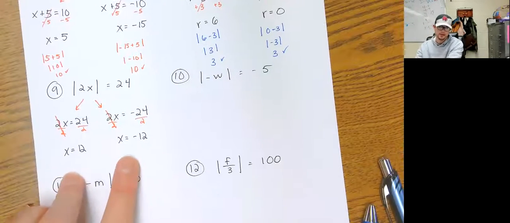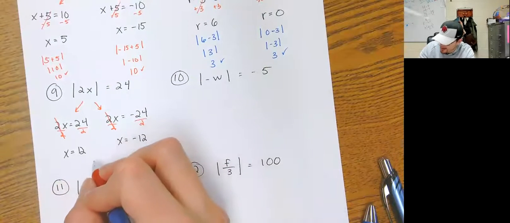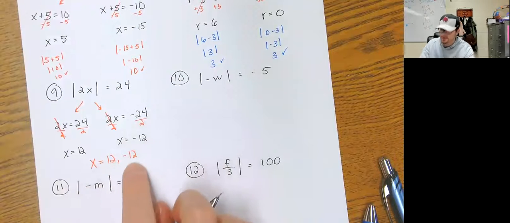This one looks pretty similar. That's good to go. So those are both my answers. Again, how I would type this in is x equals 12, comma, negative 12. That's the quickest way to answer it.